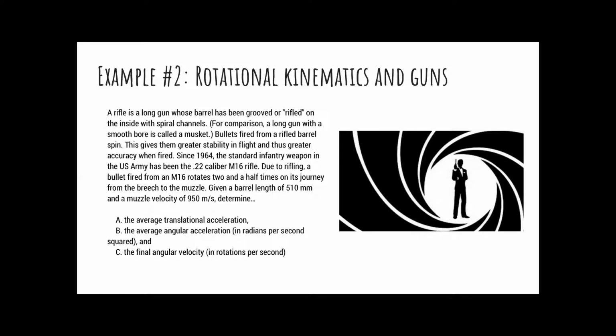So the question is: due to rifling, a bullet fired from an M16, which is a rifle, rotates 2.5 times on its journey from the breech to the muzzle, which is the end of the gun. It gives a barrel length of 510 millimeters and a muzzle velocity of 950 meters per second. We have to determine the average translational acceleration, the average angular acceleration, and the final angular velocity. So we're going to use our kinematic equations, and if you don't have any questions about the question, I guess we should move on to the whiteboard and solve it.